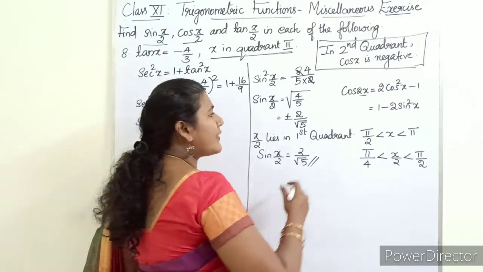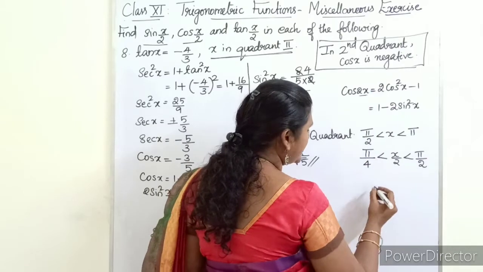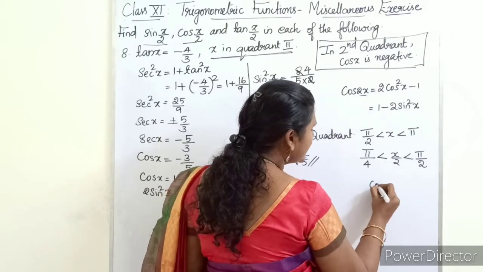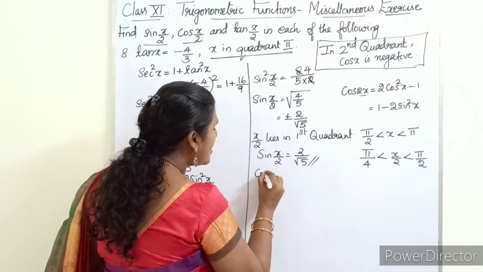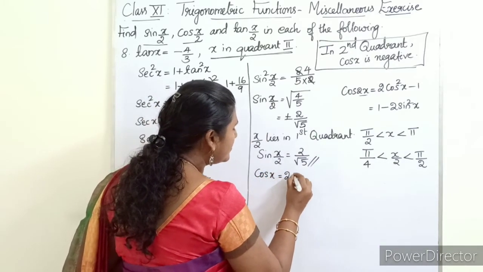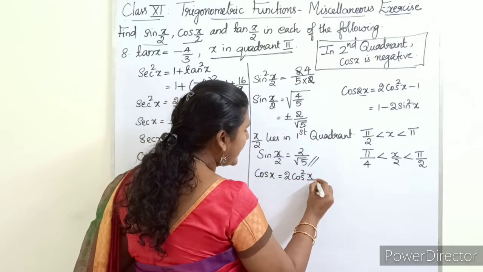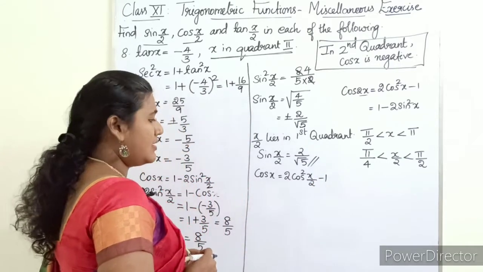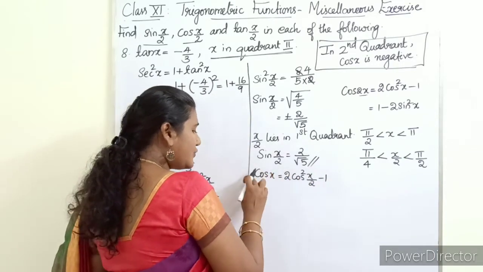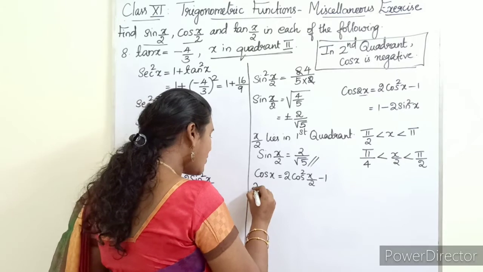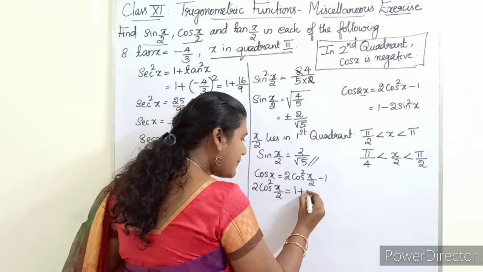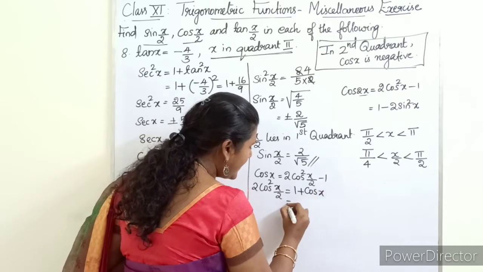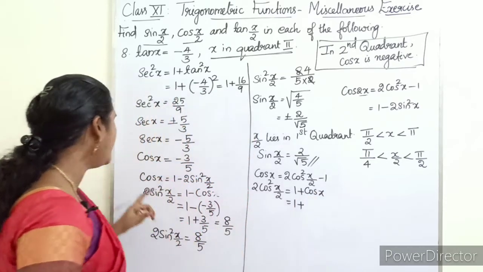Now we have to find cos x by 2. What is the formula? We'll use the formula: cos x is equal to 2 cos square x by 2 minus 1. This 1 we will take to this side. So you will get 2 cos square x by 2 is equal to 1 plus cos x, and here we are going to substitute the value of cos x.